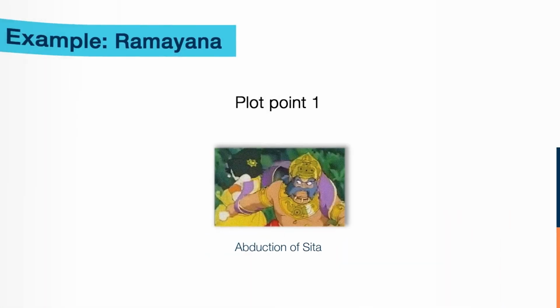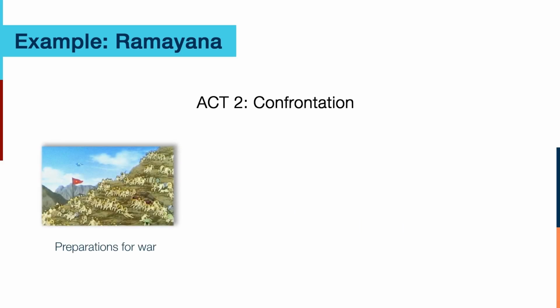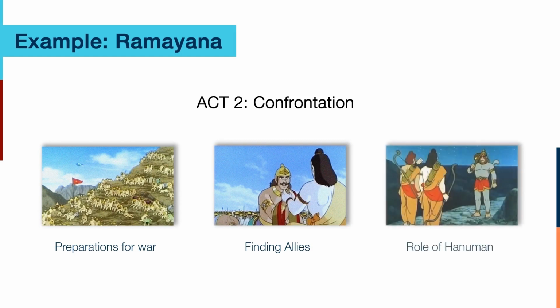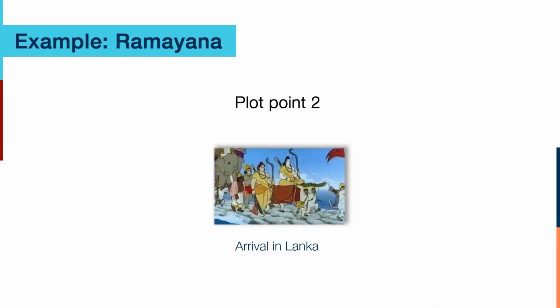What is plot point 1? Plot point 1 is abduction of Sita, because the moment that happens, we move from Act 1, that is the setup, to Act 2, which is confrontation. Now, what is Act 2? In this, we have preparation of war, mobilizing of resources, finding allies, Vanar Sena, Hanuman, etc. Here, the plot point 2, which is going to take from confrontation to the resolution stage, is arrival in Lanka when the attack is imminent.